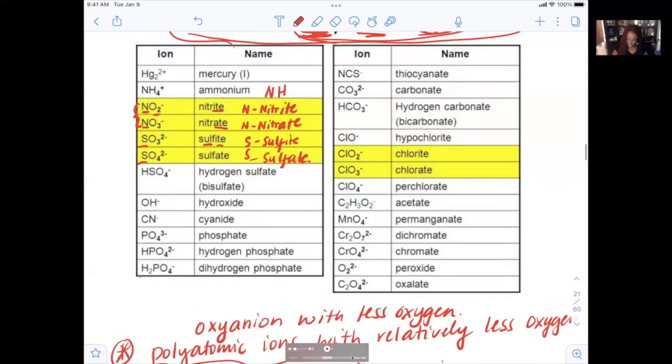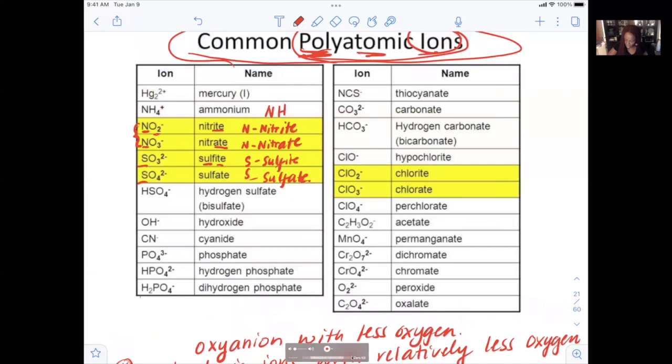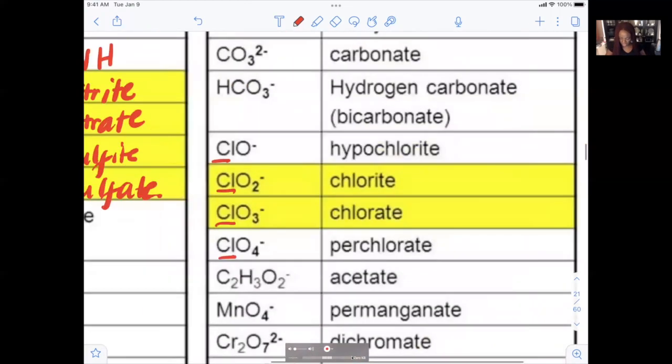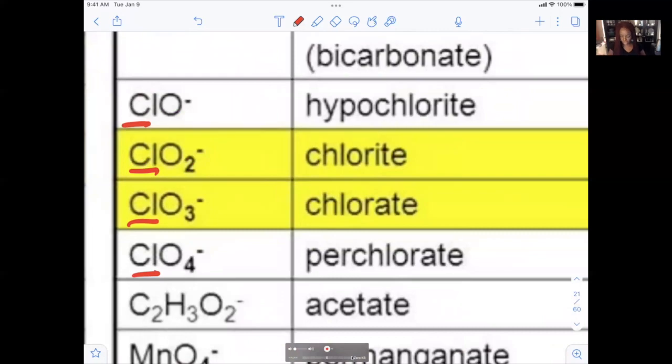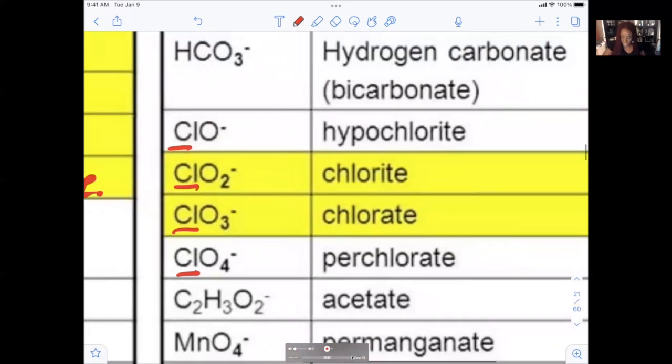Not the situation here. Let me see, oh, here, look at this. ClO, ClO, ClO, ClO. This situation has a different number of oxygens. Since there are 4 ClO types of anions, what I do is focus on the middle 2 and use that as my starting point. Then I go to the one above and the one below.